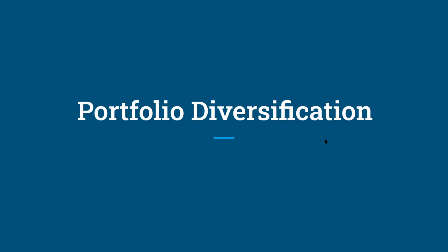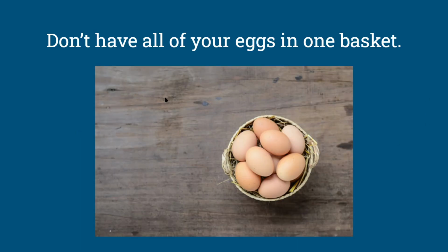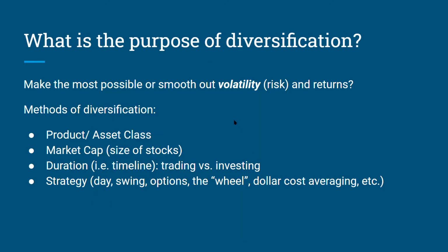Portfolio diversification. You've probably heard that you don't want to have all your eggs in one basket. That's what diversification is: having different types of investments, but it's actually more than just that. What is the purpose of diversification? It's to smooth out volatility, aka risk and return. So it's to reduce those swings in your portfolio as much as possible to smooth out the returns to the upside, right? And there are multiple ways you can diversify.